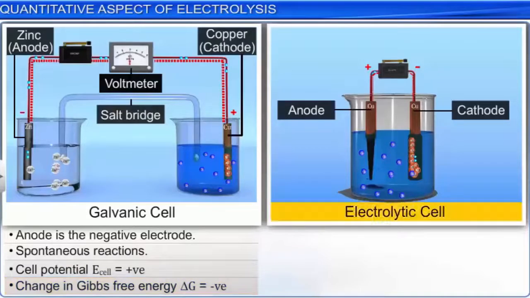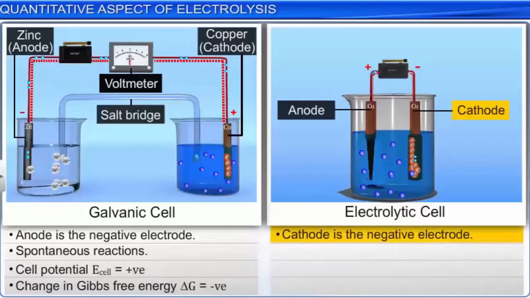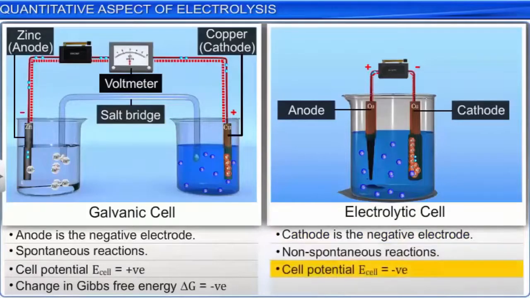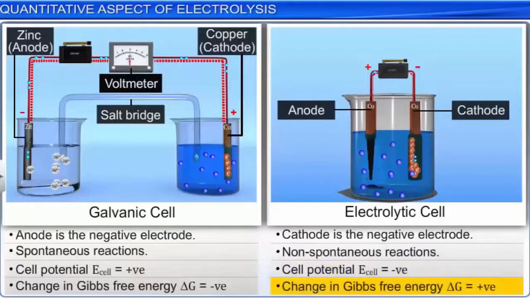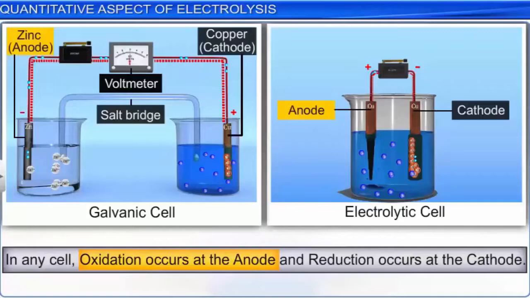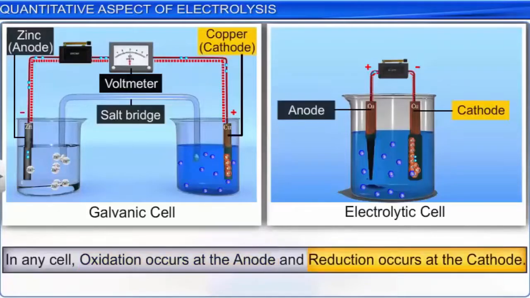In electrolytic cells, the cathode is considered to be the negative electrode, and the reactions are non-spontaneous. The cell potential is negative, and the change in Gibbs free energy is positive. Remember, in any cell, oxidation occurs at the anode and reduction occurs at the cathode.